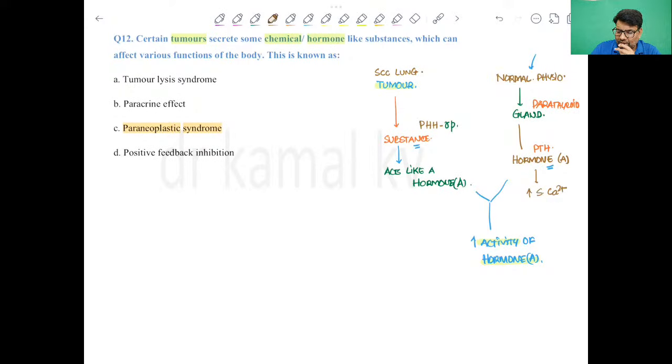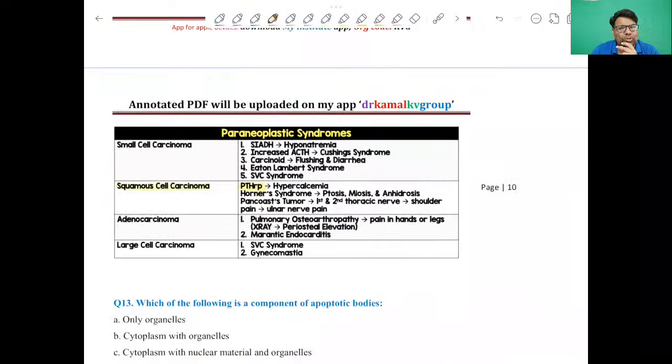So what is happening here? There are increased calcium levels. So this is the concept of hormone related protein, and this leads to hypercalcemia. There can be small cell carcinoma where there is syndrome of inappropriate ADH secretion, where there is excessive resorption of water, and that leads to hyponatremia. So these are different. Similarly, there can be increased ACTH, which leads to excess of cortisol, resulting in Cushing syndrome.